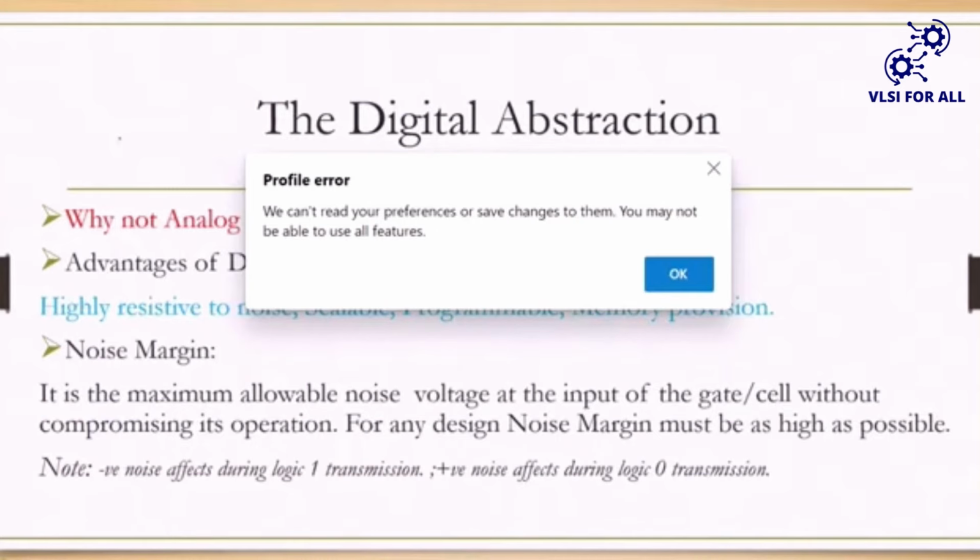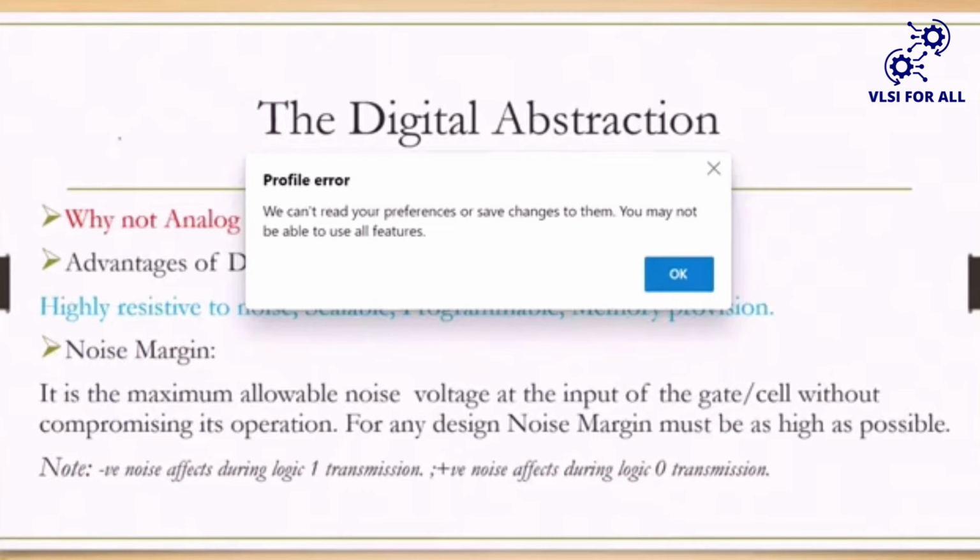Whenever the receiver receives 4.5 volts, it gets in a dilemma. They told me for logic 1 it is 5 volts, but I received 4.5. What to do now? It may consider it as a logic 0, or it may take it as an invalid state. There is a chance. Hence, we conclude that during logic 1 transmission, negative noise is going to affect the logic 1. Similarly, positive noise affects the 0 transmission.